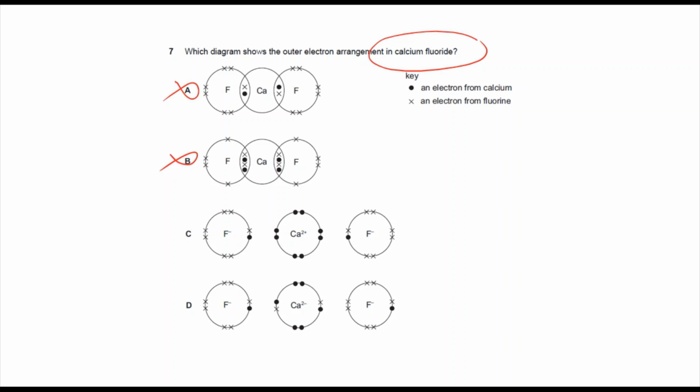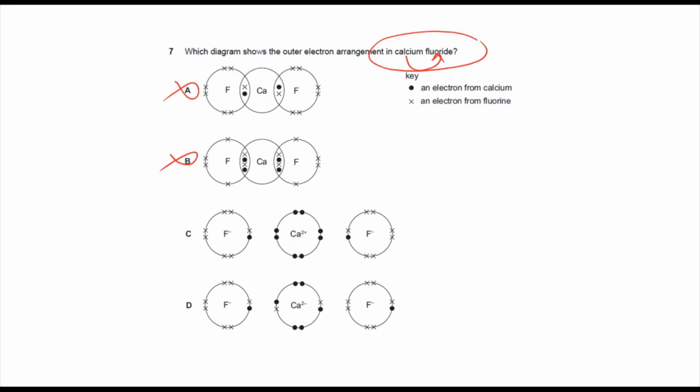Let's look at C and D. Well, we know that in ionic bond, it's a force of attraction between a cation and an anion. For O levels, we say it's formed between a metal and a non-metal, and the electron transfer is always from the metal to the non-metal and never the opposite way.